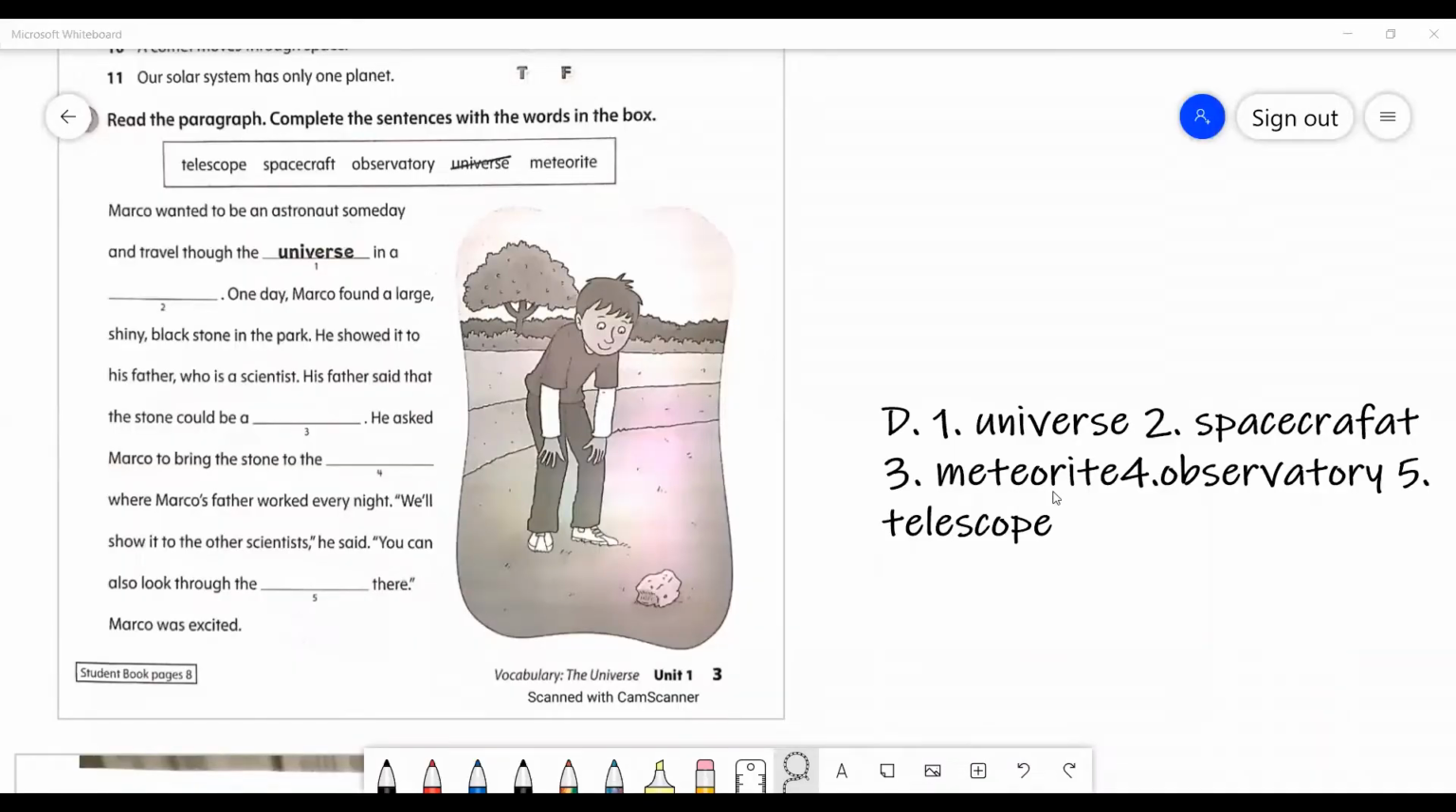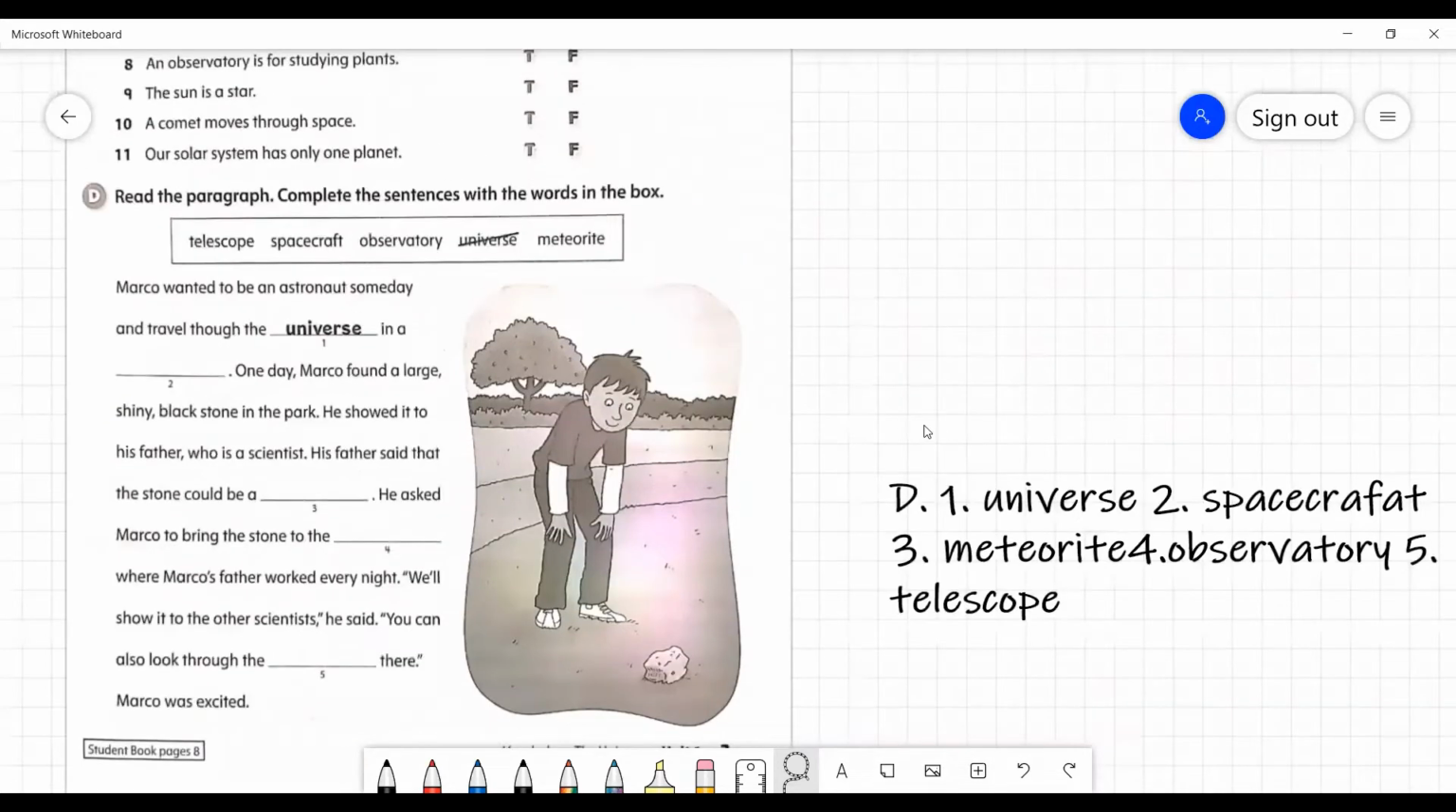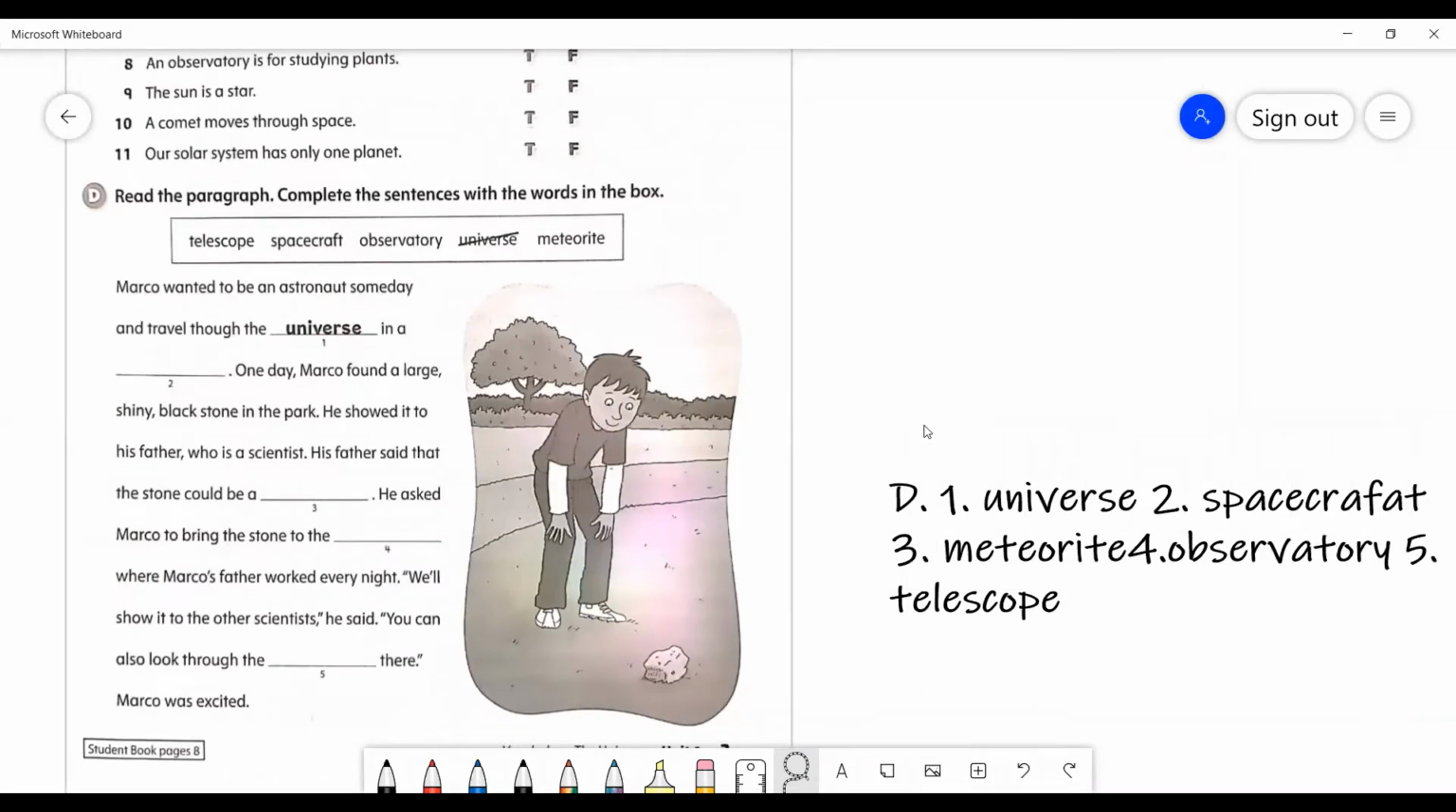In the name of Allah, today we are going to discuss and complete workbook page 3, unit 1, part D. Read the paragraph, complete the sentences with the words in the box. In the box, there are a few words given, so we have to complete the blank places in the paragraph with the help of these words. So let's start.